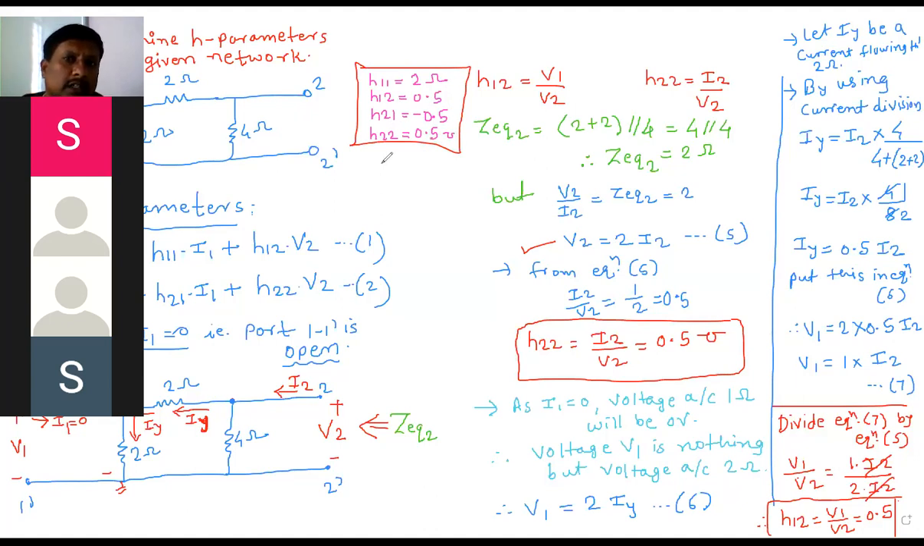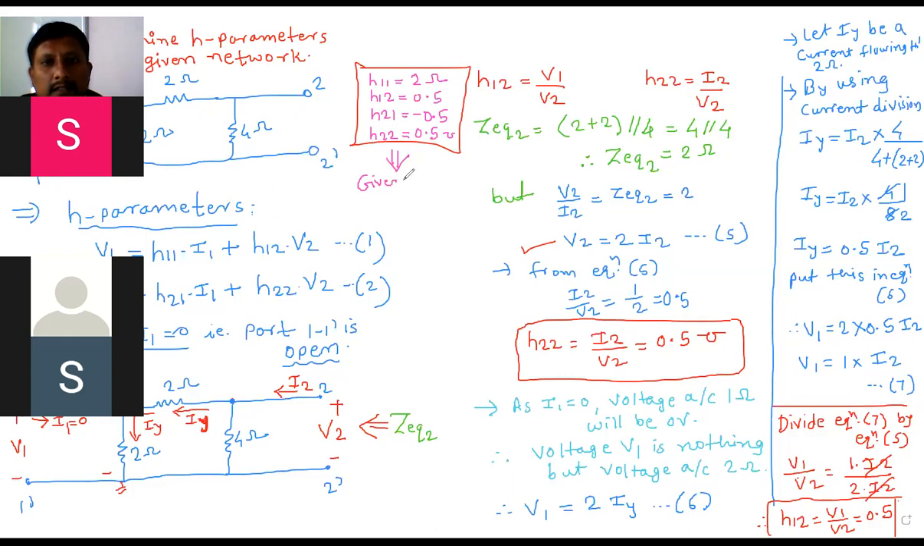So from this, what do you conclude? The given network is bilateral. Yes. The same thing we proved when we calculated the Z parameters and Y parameters. The given network is reciprocal, that is H12 is equal to minus H21.